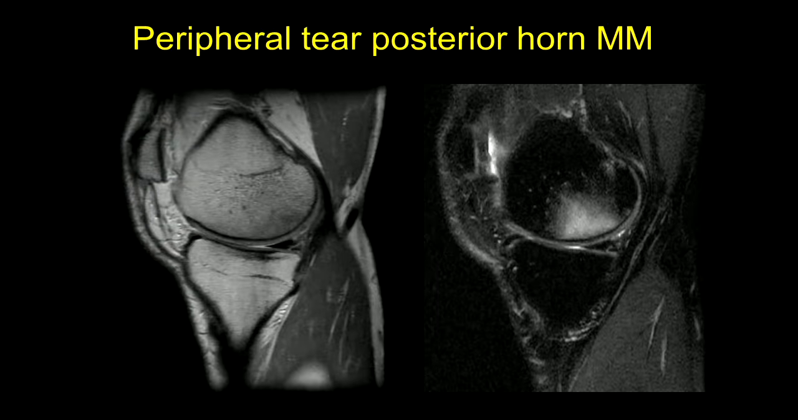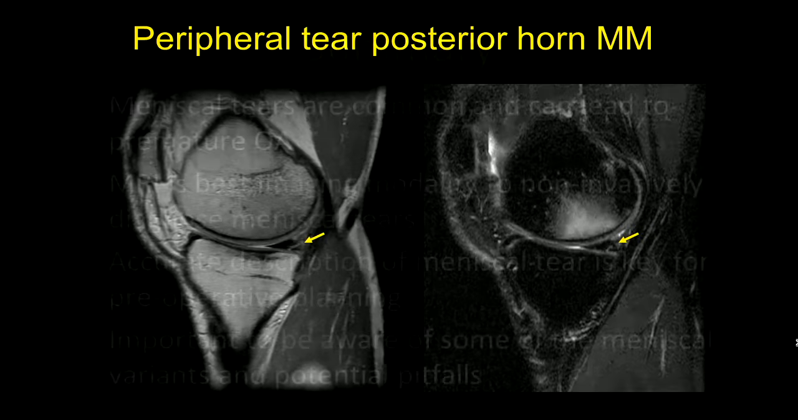Peripheral tears can also occur in the medial meniscus. Another patient with an ACL tear, and you can see linear signal abnormality extending to the inferior articular surface peripherally, and you can see that there's a bone marrow contusion within the medial femoral condyle.